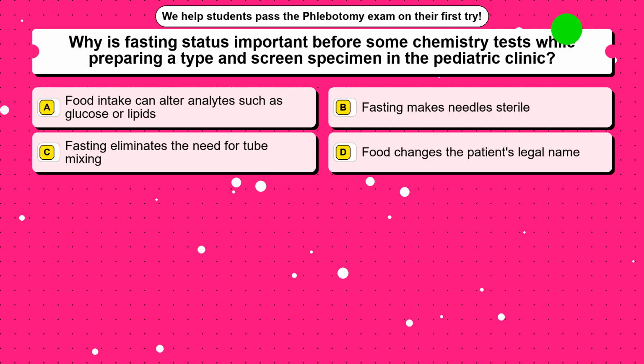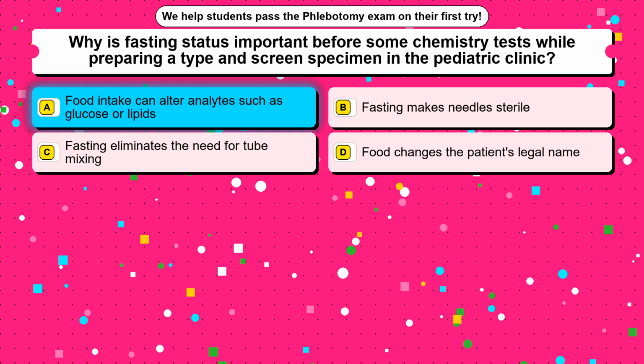Question 46. Why is fasting status important before some chemistry tests while preparing a type and screen specimen in the pediatric clinic? Option A, food intake can alter analytes such as glucose or lipids. Option B, fasting makes needles sterile. Option C, fasting eliminates the need for tube mixing. Option D, food changes the patient's legal name.